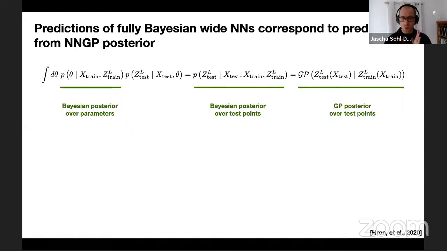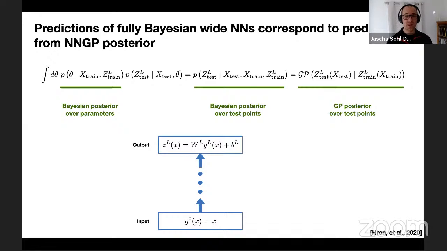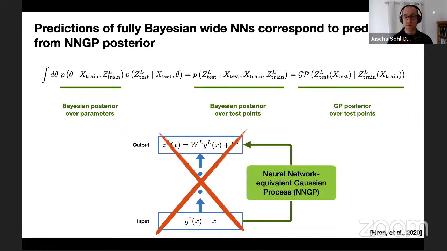That is, we're interested in the Bayesian posterior over test points. And we could either compute this by sampling parameters from their posterior and then evaluating the corresponding test prediction for each of those parameter samples, or we could compute this by directly evaluating the distribution over test set predictions as defined by the GP in closed form. And those 2 ways of evaluating it are equivalent. This means that if we want to evaluate the predictions of a wide Bayesian neural network, we never have to instantiate a network at all, but can just evaluate the corresponding neural network Gaussian process instead.